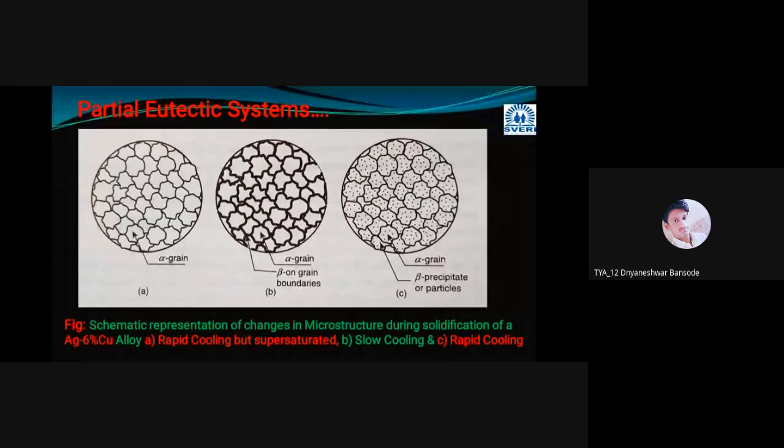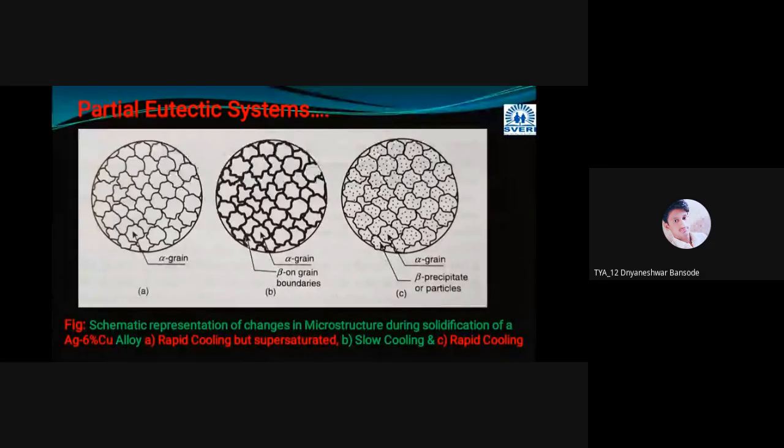The microstructure will be as shown in diagram B when you are using slow cooling. Then in diagram C, when you are using the rapid cooling rate, or doing the cooling at a very fast rate, what will happen? The beta grains will precipitate out, meaning some dotted particles or powder shaped particles you can clearly see in the middle of those alpha grains.